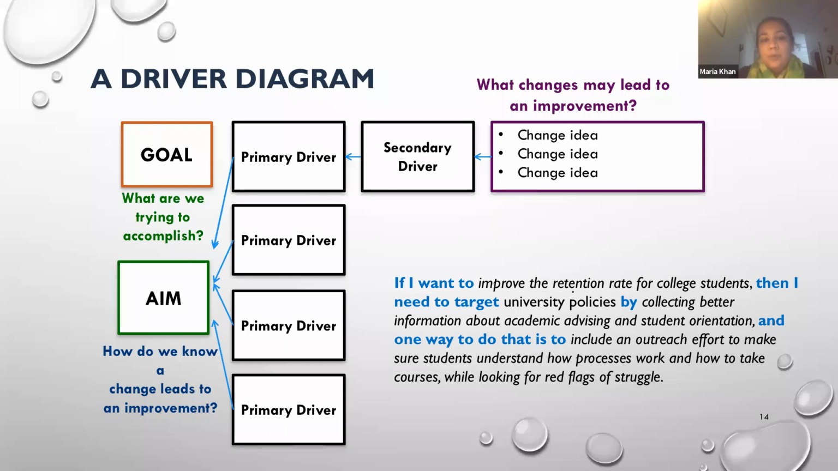Here is my goal, improve the retention rate for college students. Then here's the primary driver. I need to target university policies by collecting information about academic advising and student orientation. And one way to do that is to include an outreach effort to make sure students understand how processes work and how to take courses while looking for red flags of struggle.